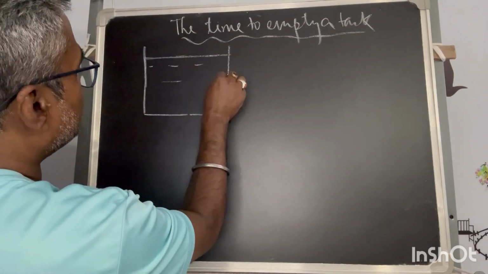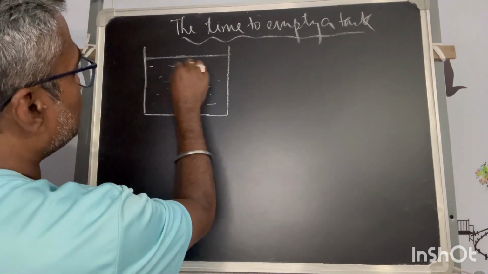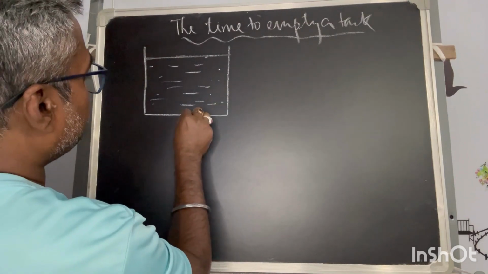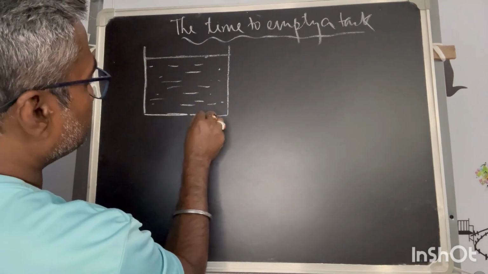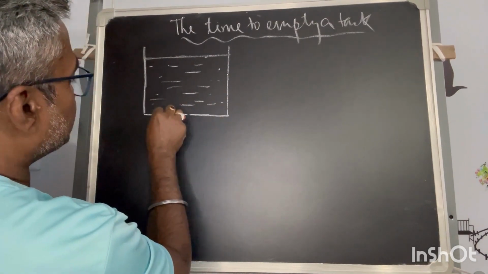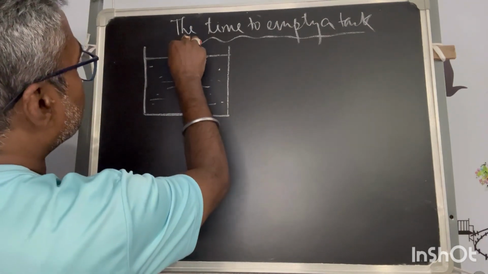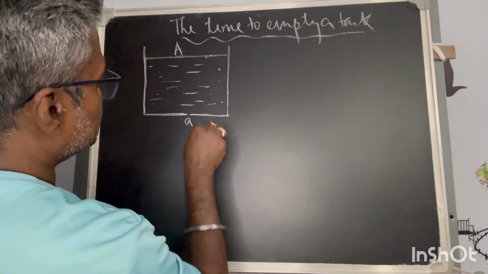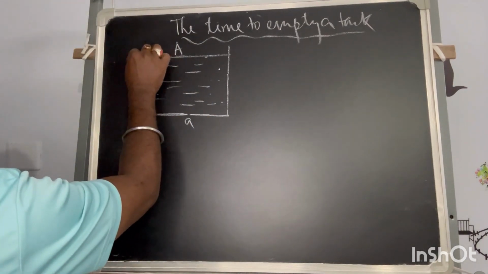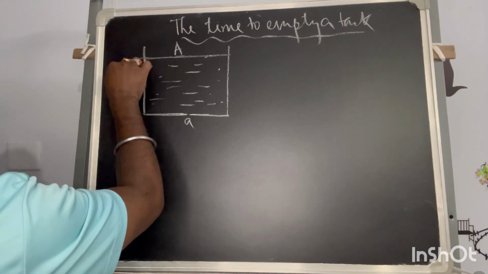So now if we assume this is filled with some liquid that has to be emptied from the bottom of the tank. Okay, so this is the case. So now, the cross section here is A, this is small a, the height is capital H.